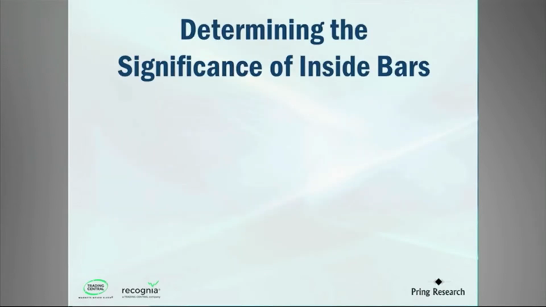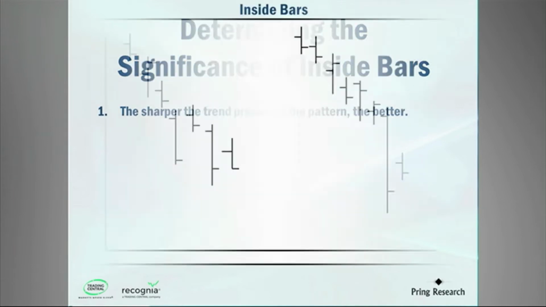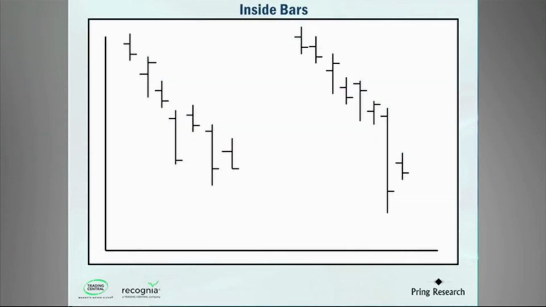The following factors offer a rough guide in trying to assess the significance of an inside bar. The sharper the trend preceding the pattern, the better. In this situation, the inside bar on the right is the stronger signal, because it's preceded by a sharper trend. The strong trend indicates the dominance of one side or the other, and is the setup for the reversal. If neither side were in control, sentiment would be indecisive, and there would be nothing to reverse.